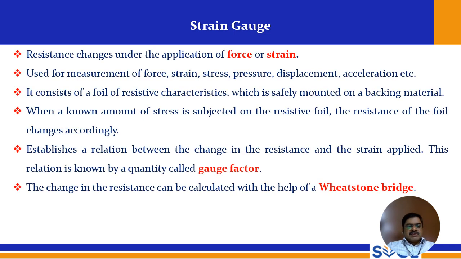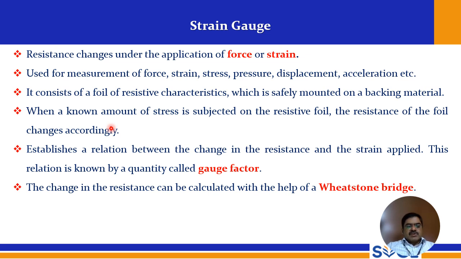Strain gauge is a resistance that changes under application of force or strain. So resistance is subjected to change when you apply either force or strain, used for measurement of force, strain, stress, pressure, displacement, acceleration, etc. It consists of foil of resistive characteristics which is safely mounted on a backing material. So there will be a backing material on which the resistance element is pasted or mounted.